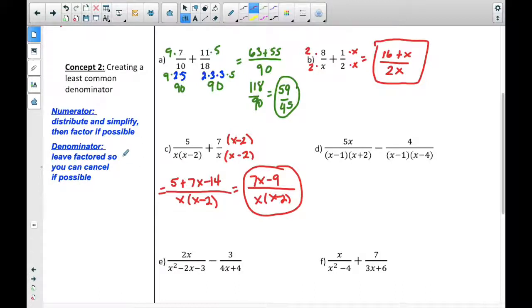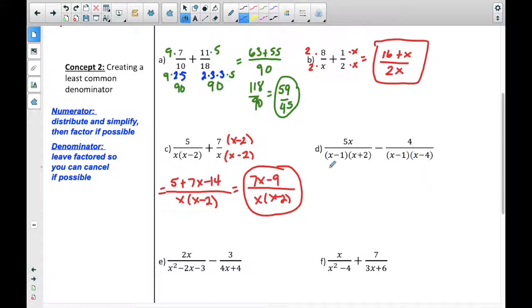In the denominator, you want to leave it in factored form. And the reason is so that then you can go back and cancel. If you have factors that can cancel, you can do that in factored form much easier. So I like to leave mine the way I have it here. That is 7x minus 9. That's all the way factored out, distributed, combined like terms, everything, whereas the denominator is still in factored form. That same thing with a common denominator applies when you have it longer like this.